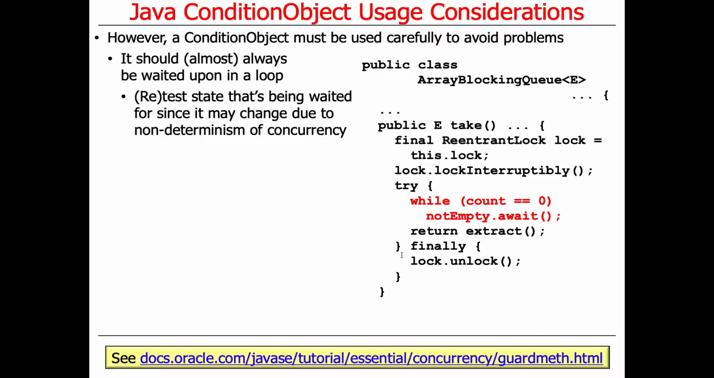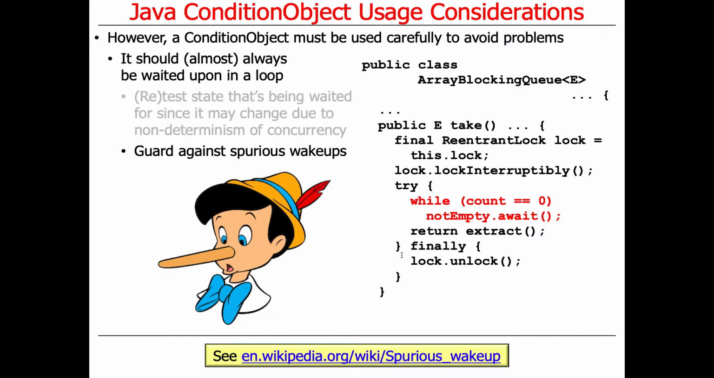The reason for doing this is you typically need to retest the state to see if it's now changed to your liking before proceeding. And if it is not to your liking, you have to go back and wait again, for the reasons we talked about before. The reason you need to do this is that even though you've been signaled, that doesn't necessarily mean the resource you need is available. That has to do with the non-determinism of concurrency. Things don't always happen in the expected order, so you have to be prepared for that.